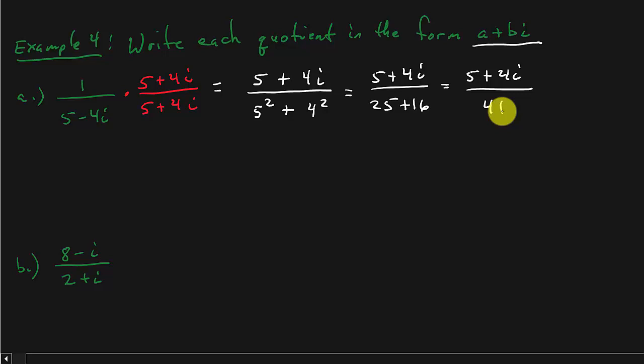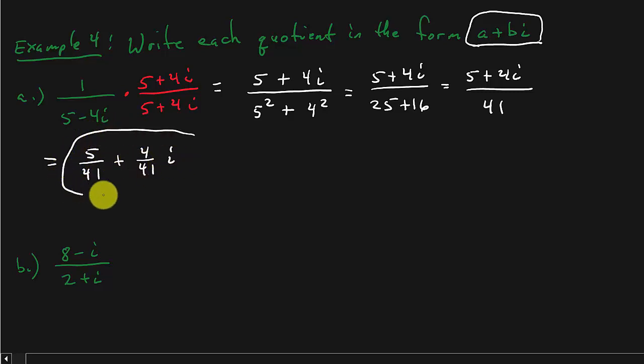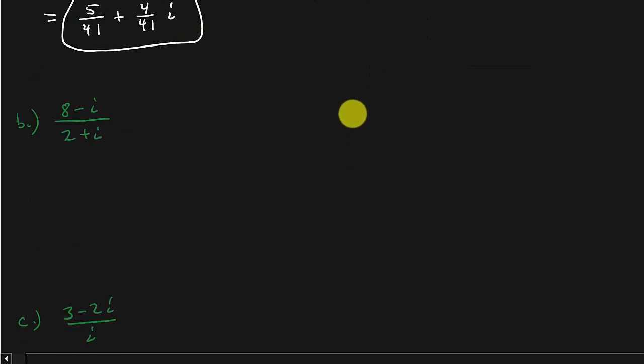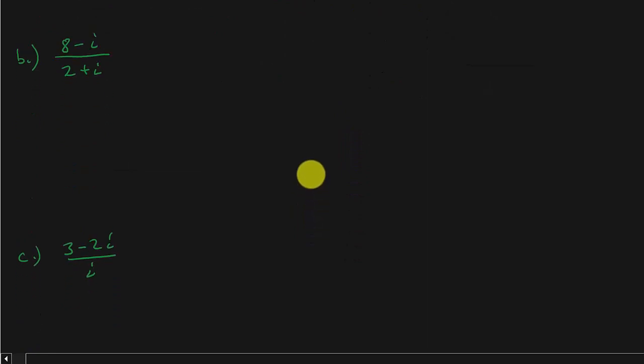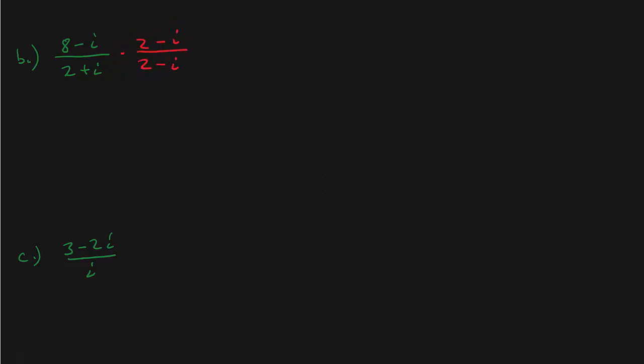Now, we want it in this form a plus bi. So what I want to do is split this up. That's going to be 5 over 41 plus 4 over 41 i. And there's your answer. All right, let's look at another one. Let's look at this one. I want to multiply numerator and denominator by the conjugate of the denominator. So I'm going to multiply by 2 minus i over 2 minus i.